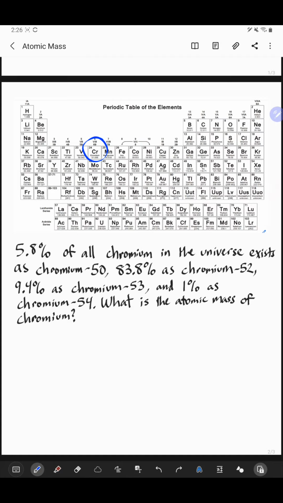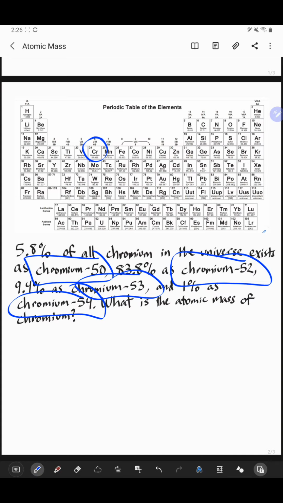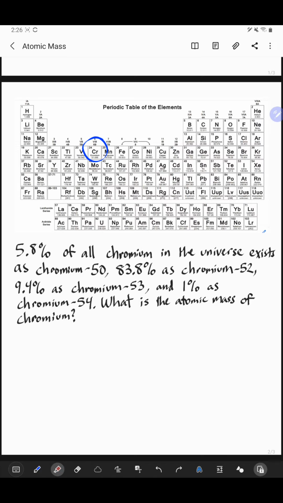All right, so let's go ahead and start solving this. One other clarifying point: the numbers that we are using are chromium 50, chromium 52, chromium 53, and chromium 54. Let's highlight those. I'm just going to highlight the mass numbers by themselves: 50, 52, 53, and 54.